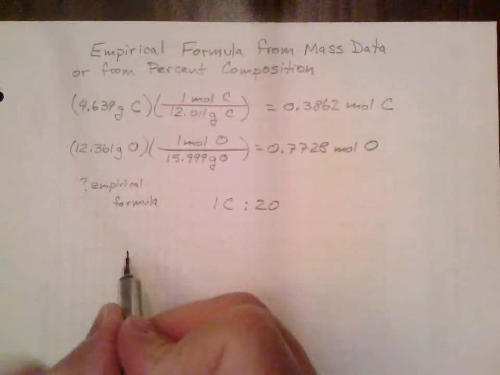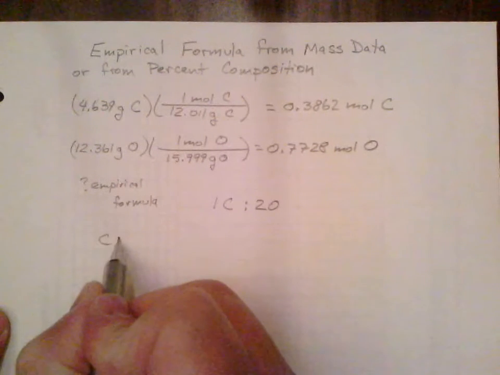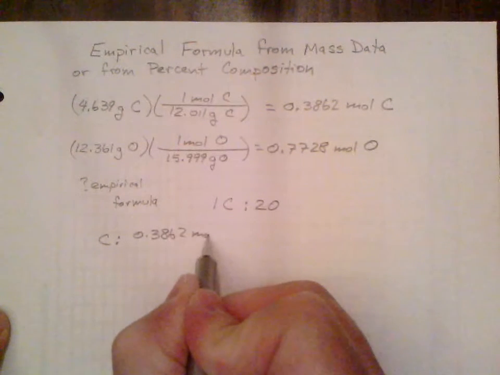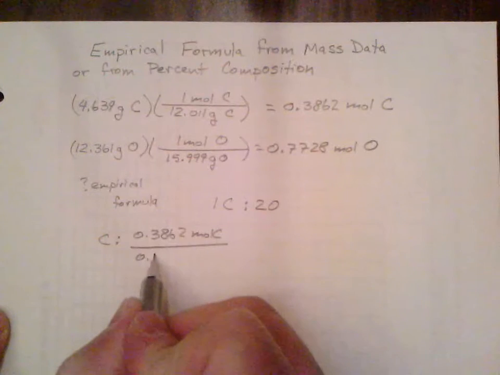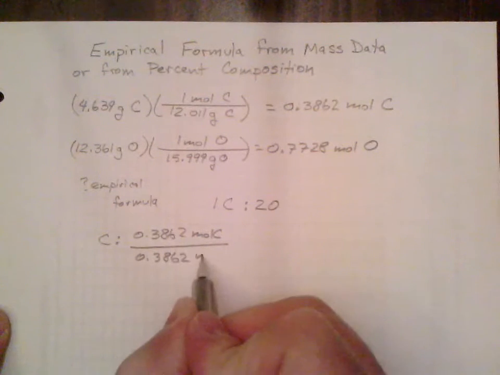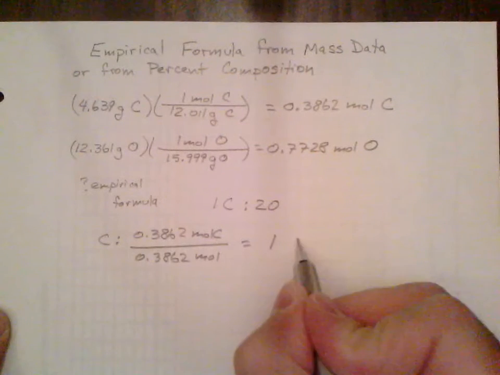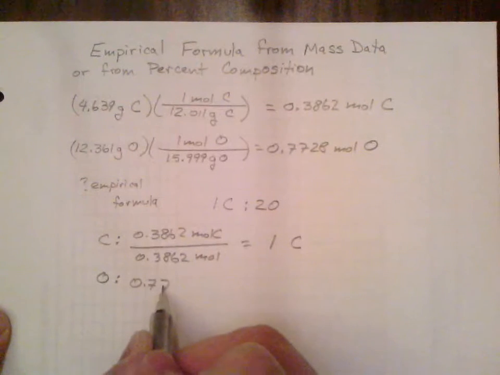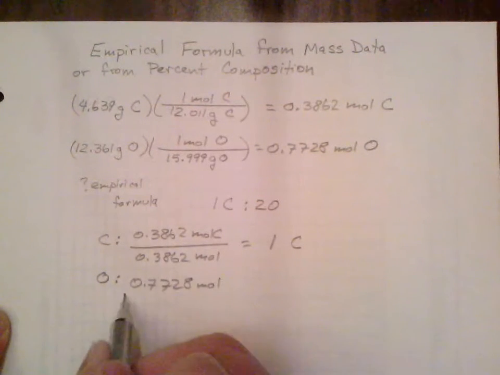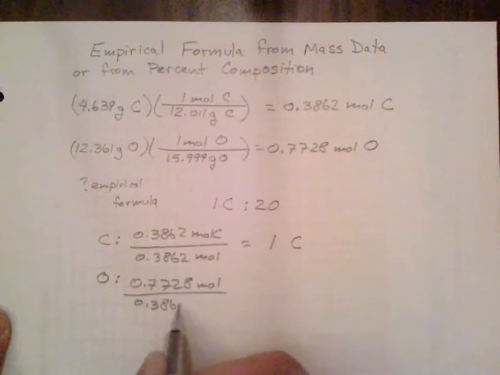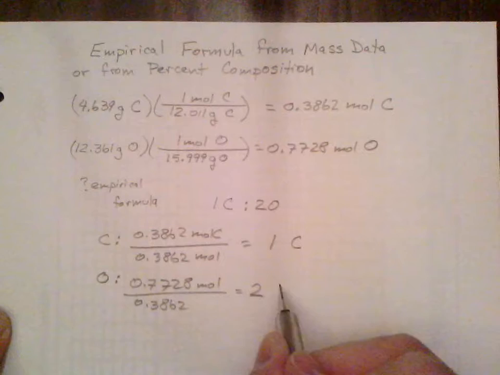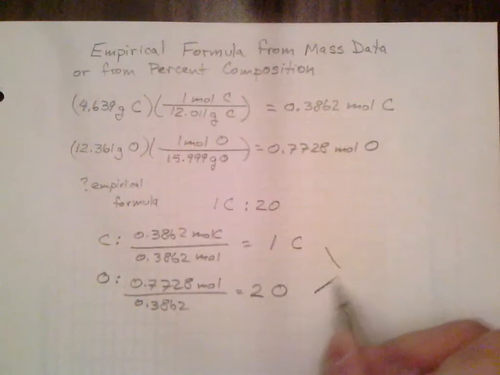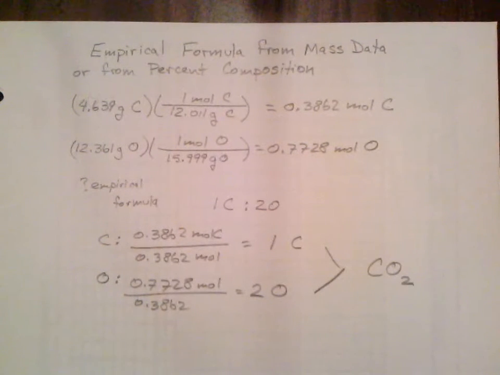Let me write that down here. So for carbon, we're going to take 0.3862 moles of carbon divided by 0.3862. And even I can do this one in my head. That gives us 1 mole of carbon. And for oxygen, we have 0.7728 moles divided by 0.3862, and that equals 2 oxygens. So there are 2 oxygen atoms for every carbon atom, so our formula is CO2 for this compound.